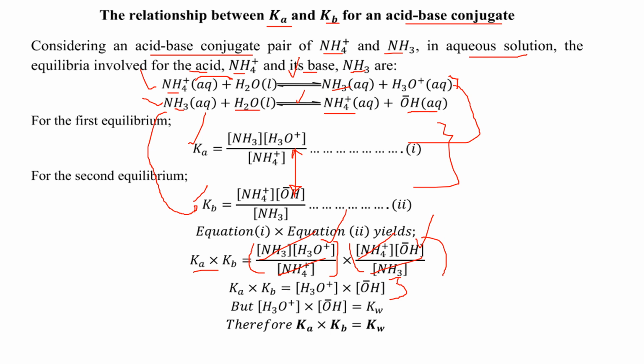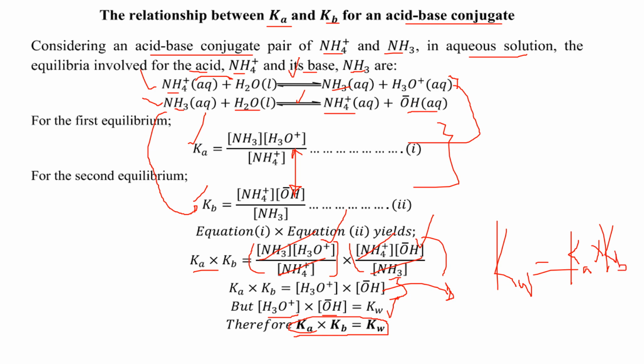Now when you remain with molar concentration of hydroxonium ions times molar concentration of hydroxyl ions, remember that we said that the ionic product of water is given by that formula. So replace the molar concentration of hydroxonium ions times molar concentration of hydroxyl ions with Kw, the ionic product of water. This implies that the ionization constant of an acid multiplied with the ionization constant of a base gives you the ionic product of water. So always remember this, that Kw is always going to be equal to Ka multiplied by Kb. That's the takeaway here.